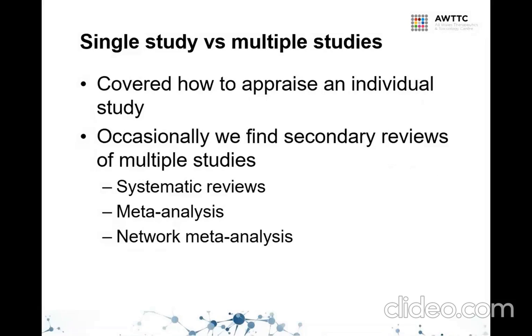Okay, so I've mainly focused on primary studies, so single studies, as that's what the bulk of the evidence we find is. However, just a quick word about secondary studies and reviews. So generally there are three types of reviews. There's a systematic review, a meta-analysis, and a network meta-analysis.